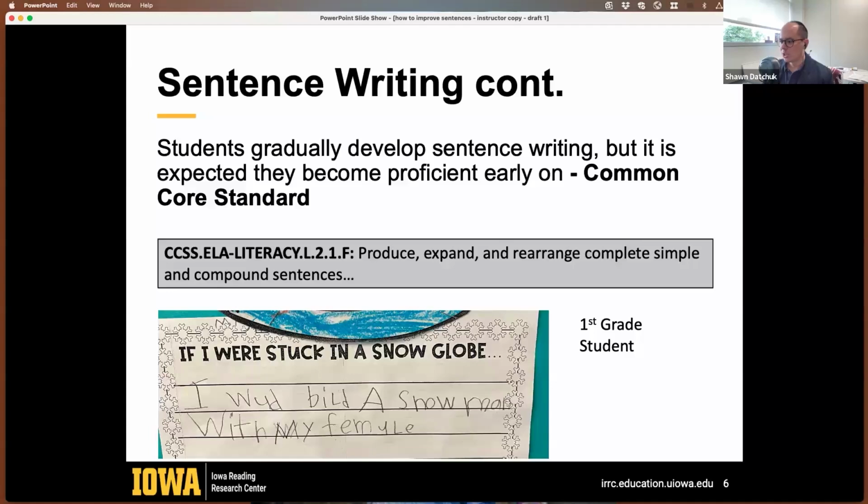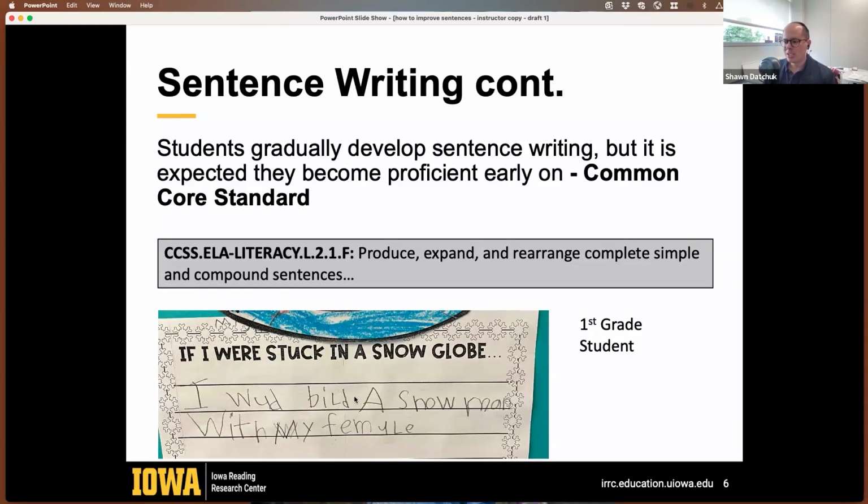By the end of second grade, we expect students to be able to produce, expand, and rearrange complete simple and compound sentences. So here would be an example from a first grade student. So if I were stuck in a snow globe, I would build a snowman with my family. So you can see there's definitely some application of letter sound knowledge into learning how to spell these words. Completely appropriate for an elementary grade student.